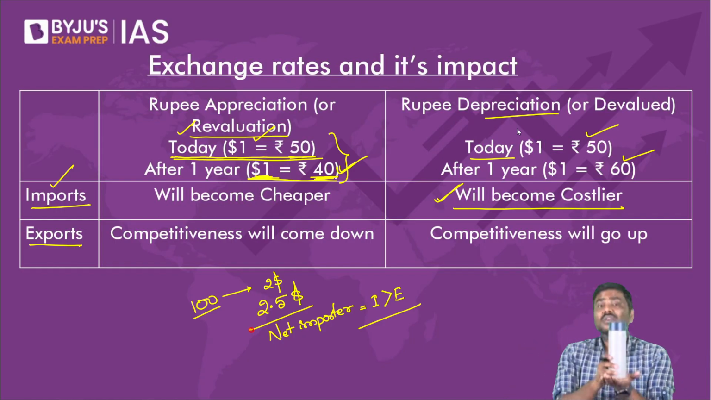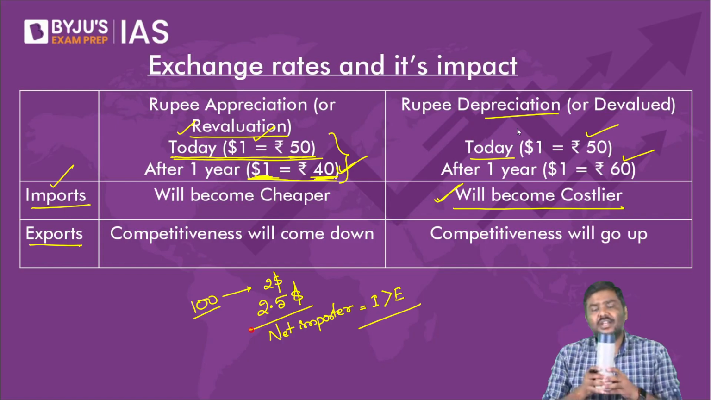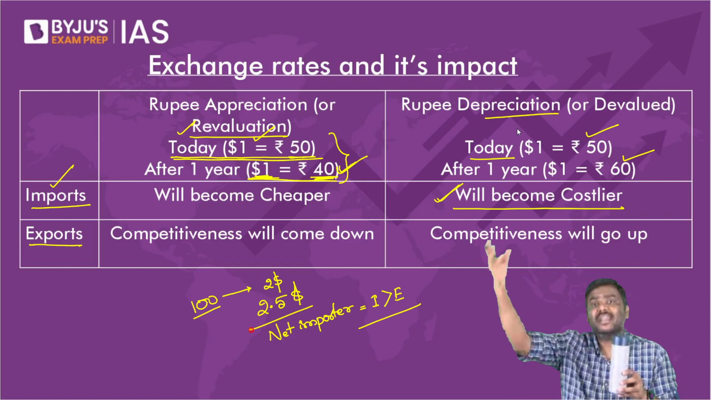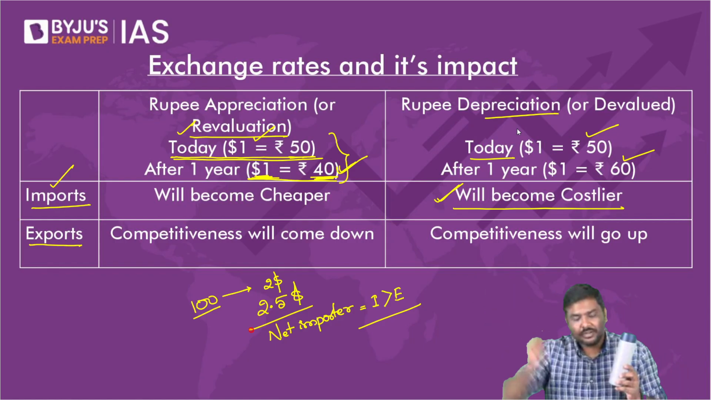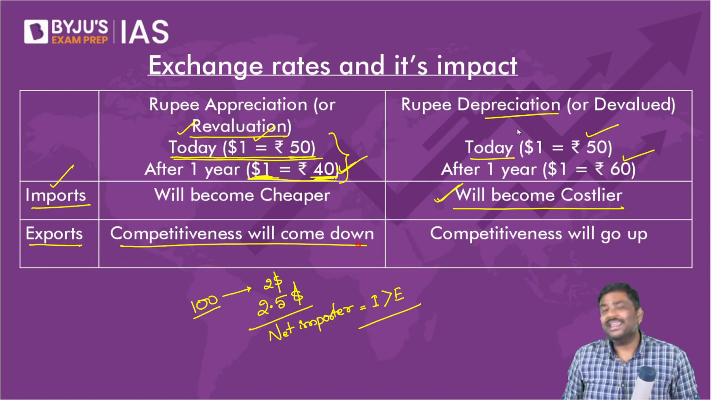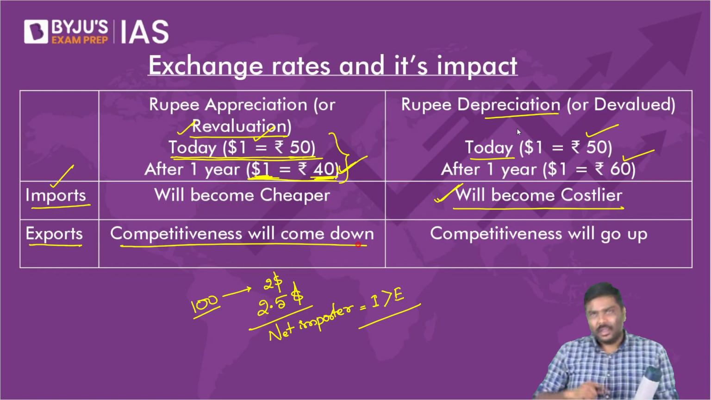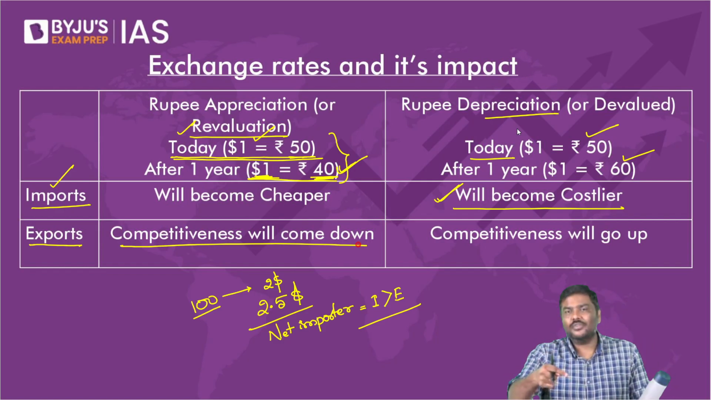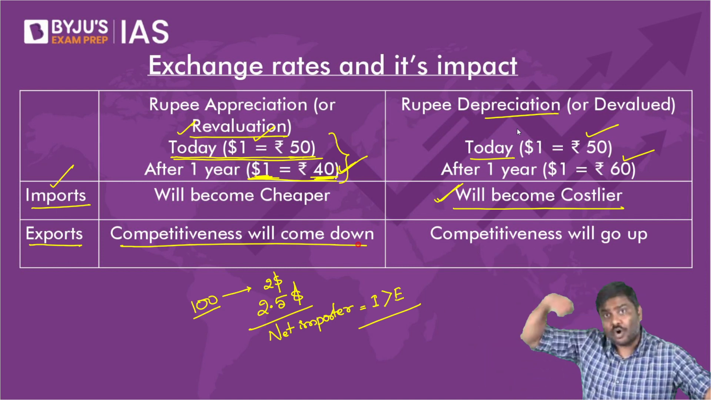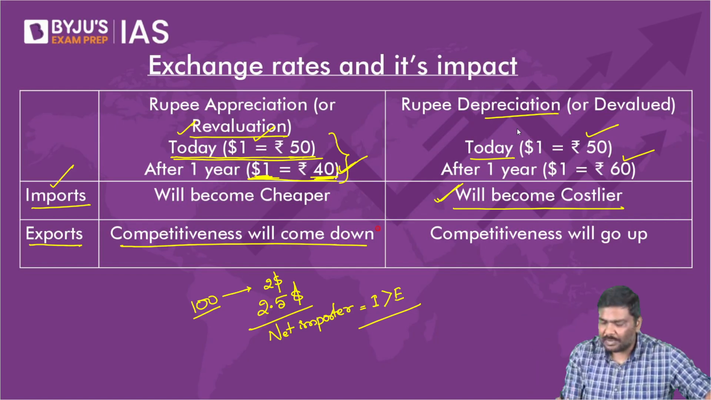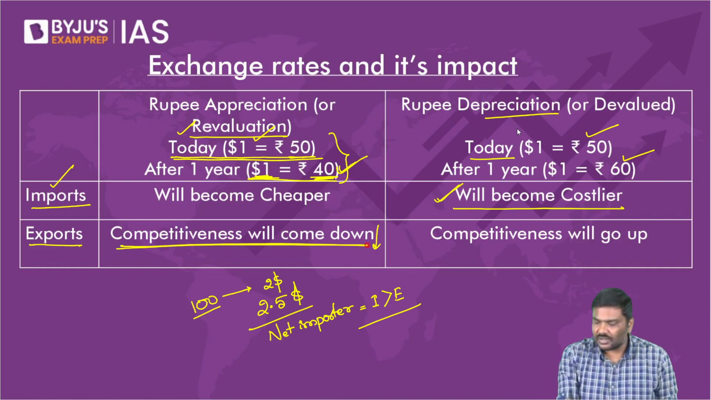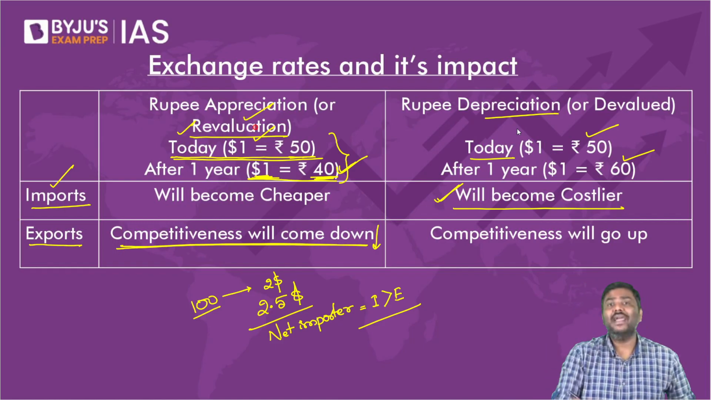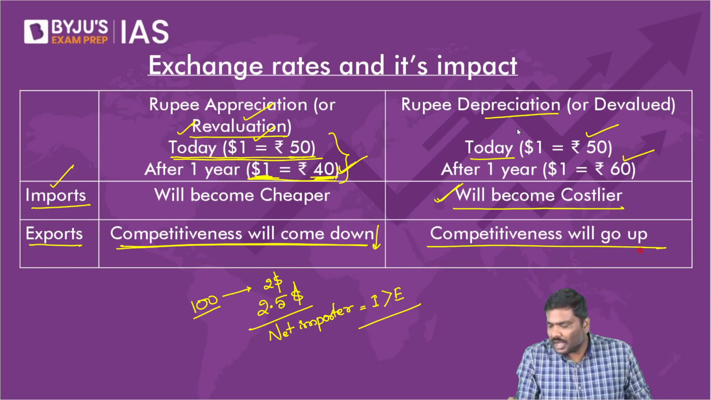Now please tell me, if you increase the price of the export to $2.5, is it going to become cheaper or expensive in the international market? It is going to become expensive. And if it is going to become expensive, will your export competitiveness increase? Think of it. If your export cost increases from $2 to $2.5, do you think your products are more competitive in the international market? No, they'll become less competitive. So competitiveness of exports will come down with the rupee appreciation or revaluation.